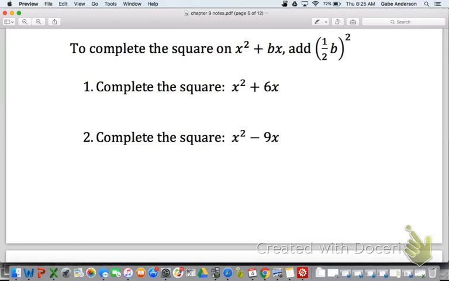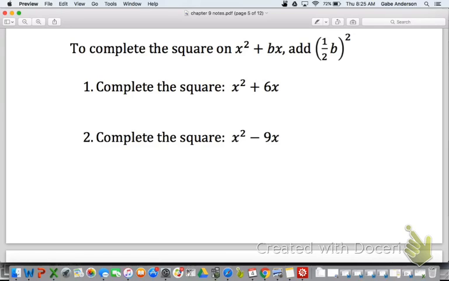So we're going to complete the square on both numbers 1 and 2. I'll show you how to do the first one. We kind of work together on the first one, and I'll let you guys do the second one on your own. So to complete the square on x squared plus bx, we take half of b, we take the result of that and square it.